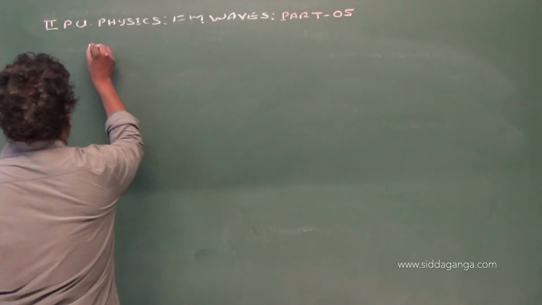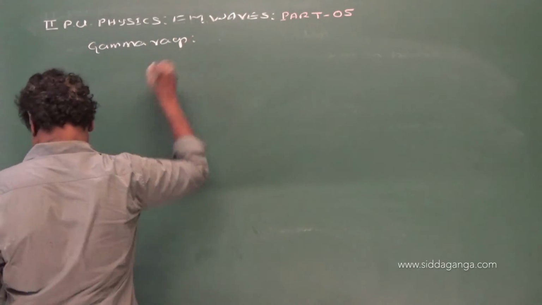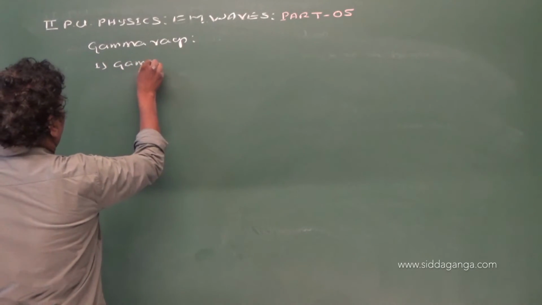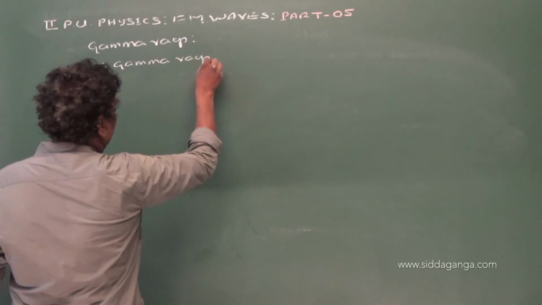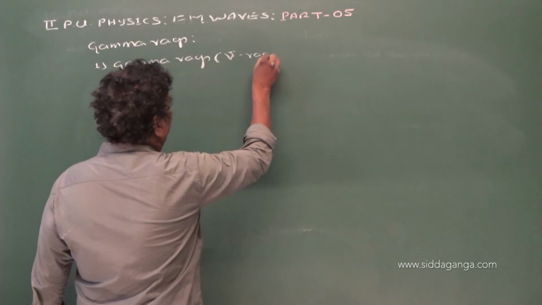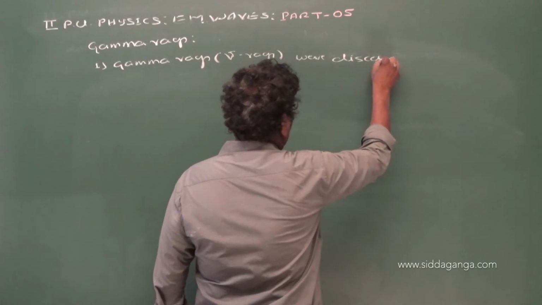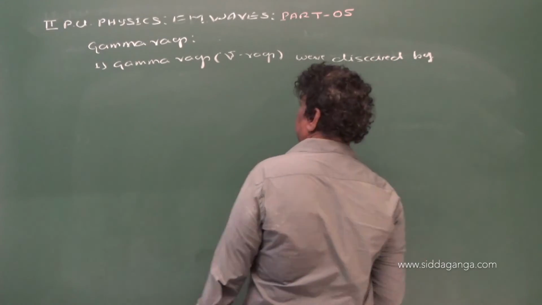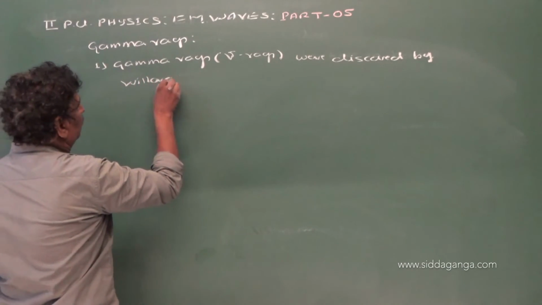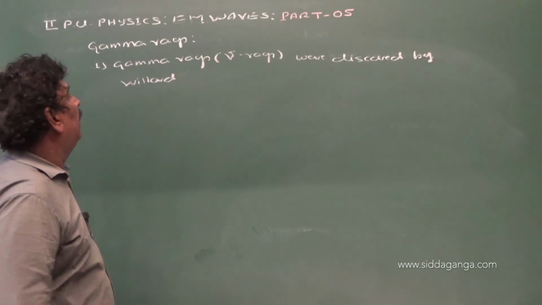Now gamma rays. Number one, gamma rays are denoted by the symbol gamma. Gamma rays were discovered by Villard. Villard is a scientist who discovered gamma rays.